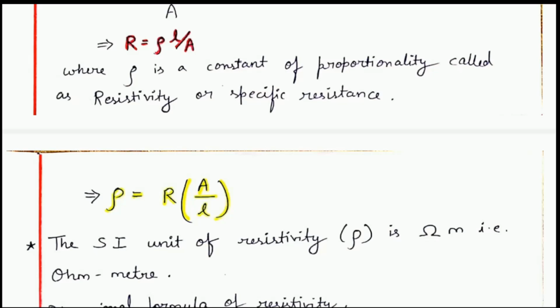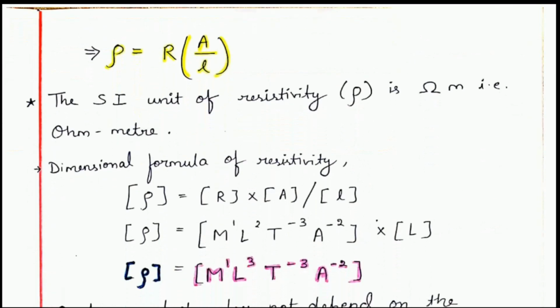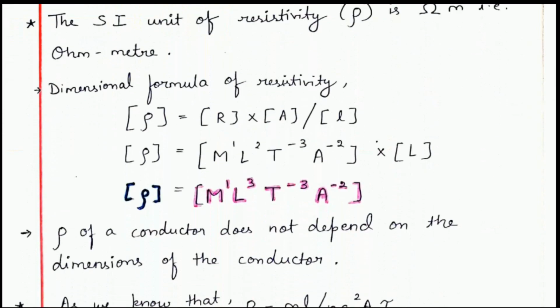Ohm meter. Alright. Now let us find the dimensional formula of resistivity. Since resistivity is equal to R into A by L, the dimension of resistivity will be equal to the dimension of resistance into the dimension of area by the dimension of length, which on simplifying gives M1 L3 T^-3 A^-2.